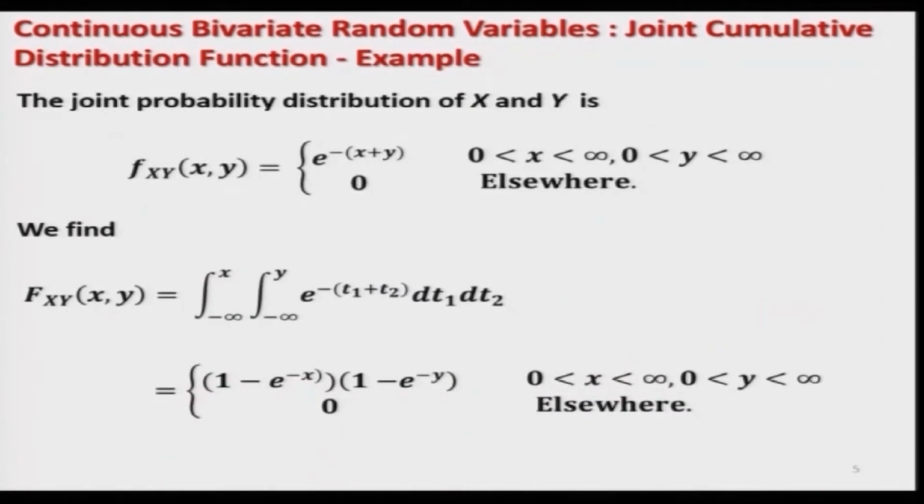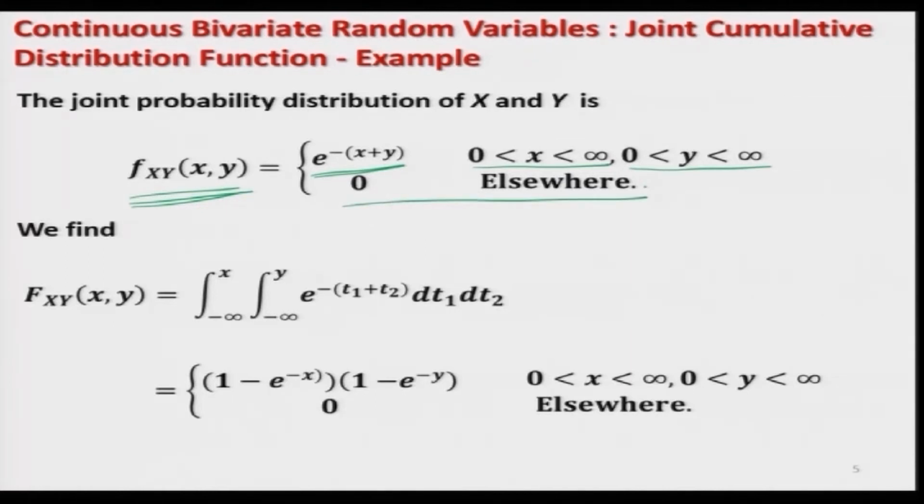Right. Now, let me try to take here one example and try to explain to you how you are going to compute it. So, that will give you some idea. Suppose the joint PDF of x and y is given by this quantity f x y, which is e raised to the power of minus (x plus y) when x is lying between 0 and infinity, y is lying between 0 and infinity, and 0 elsewhere.